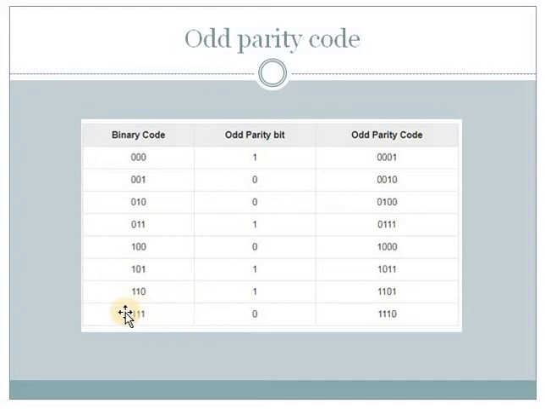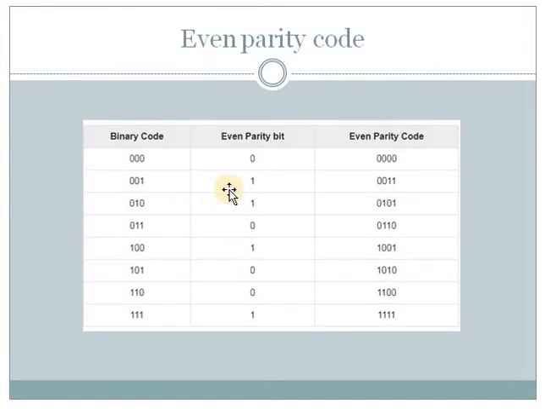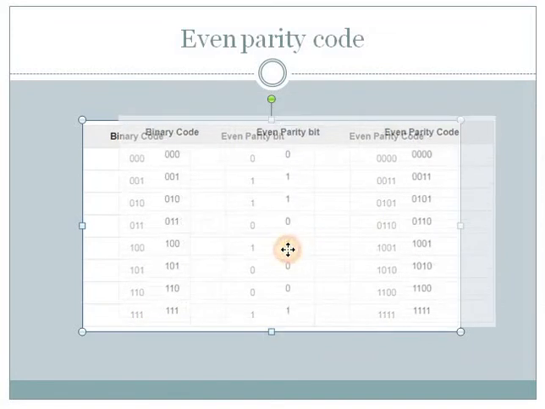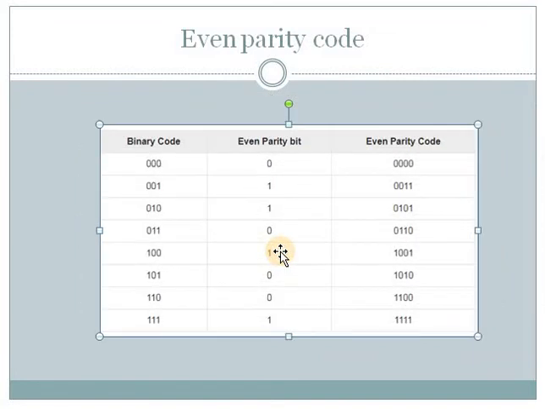So here how many ones are present? 3 ones are present, so here 0. So 1, 2, 3, 4. In this table, 4 odd parity codes are present. See, in the even parity code, how many are present? Here also 4 odd parity are present. So totally here also 4, there also 4. So this is how we see the even parity code and the odd parity code.